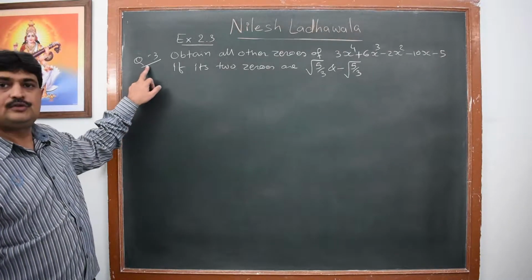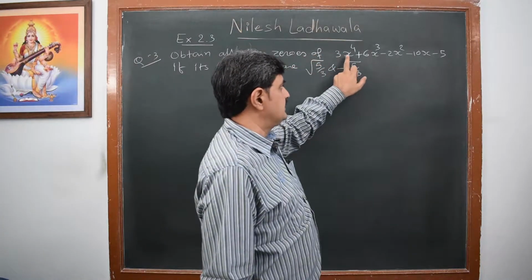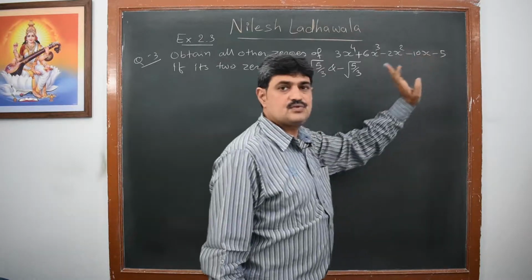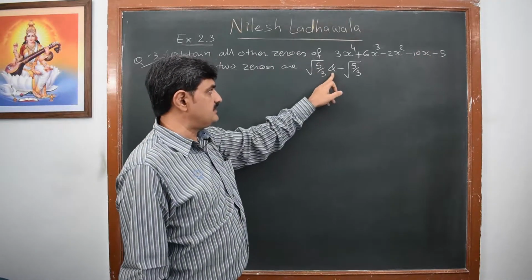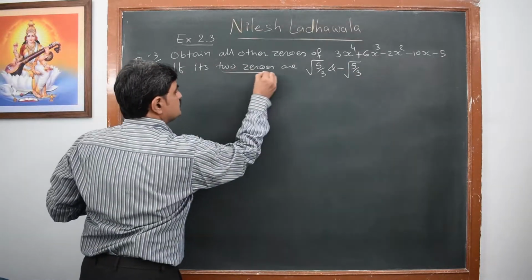Now we will do question number 3, that is obtain all other zeros of 3x raised to 4 plus 6x cube minus 2x square minus 10x minus 5, if its two zeros are root 5 by 3 and minus root 5 by 3. So here we are given two zeros, right?